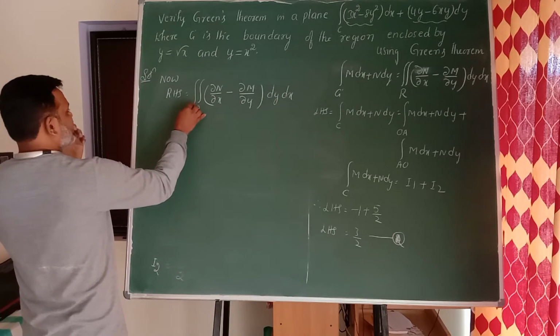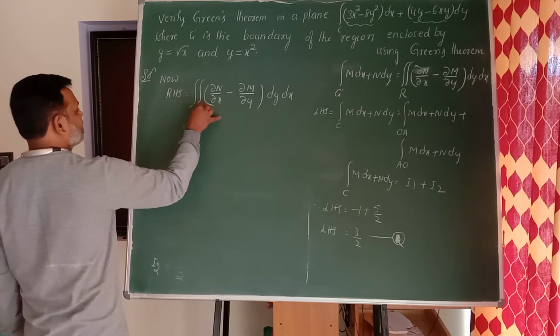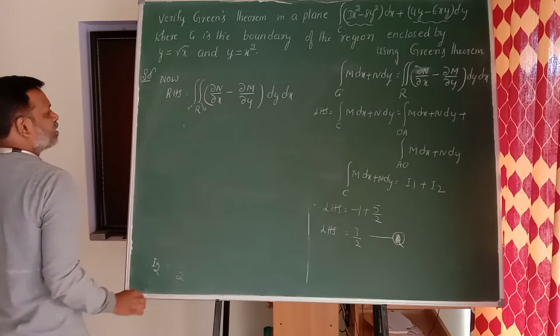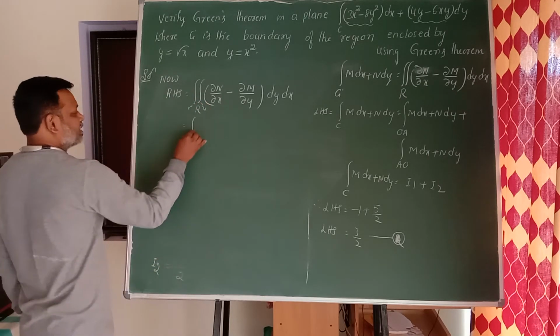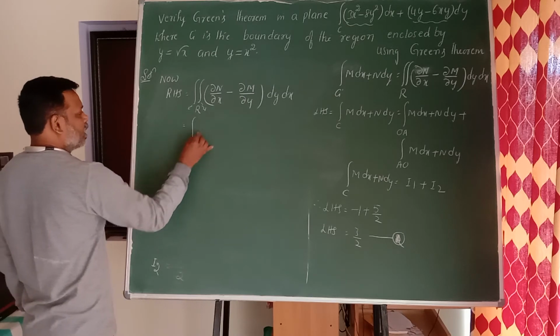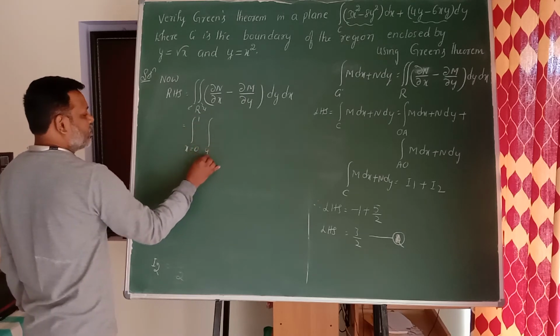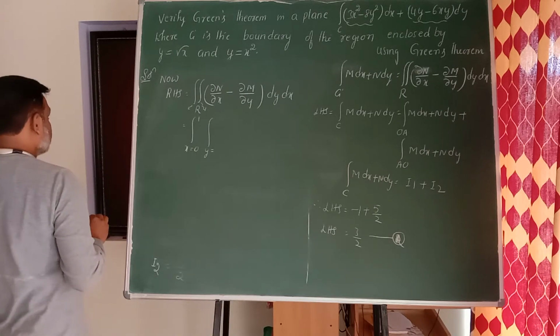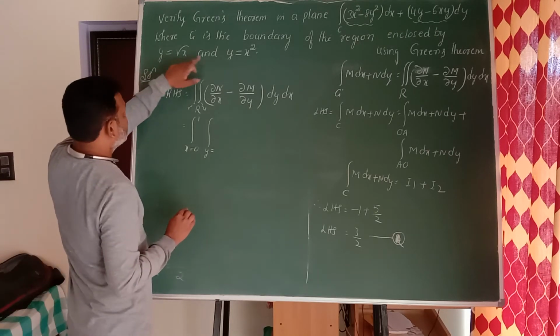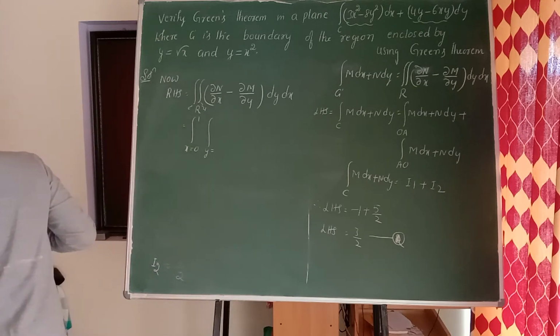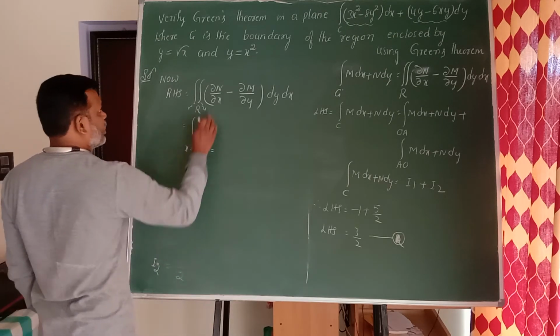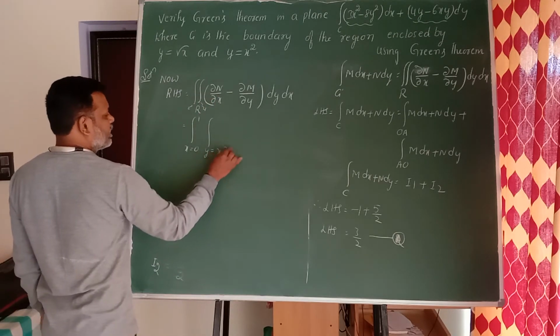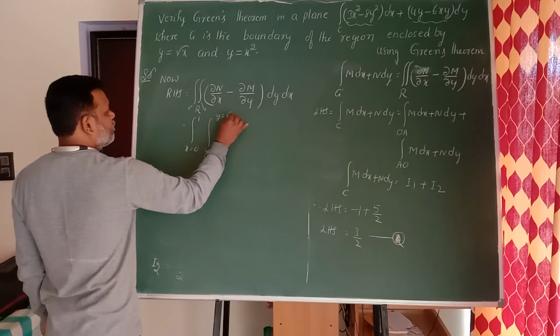Now the region: the first integral is about x-axis, the second integral over y-axis. So x varies from 0 to 1 and y varies from 0 to 1 itself. The curves given are y is equal to root x and y is equal to x square. So here we have to take the lower curve. Y is equal to x square is the lower curve, y is equal to root x is the upper curve.